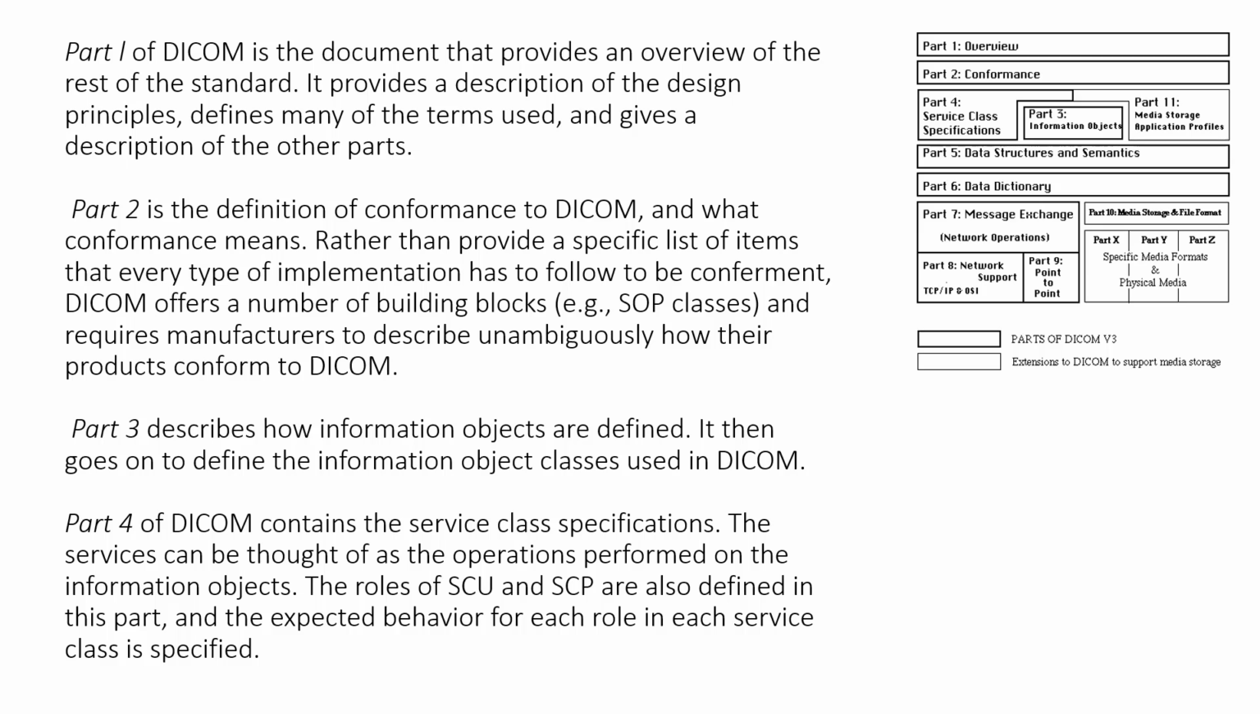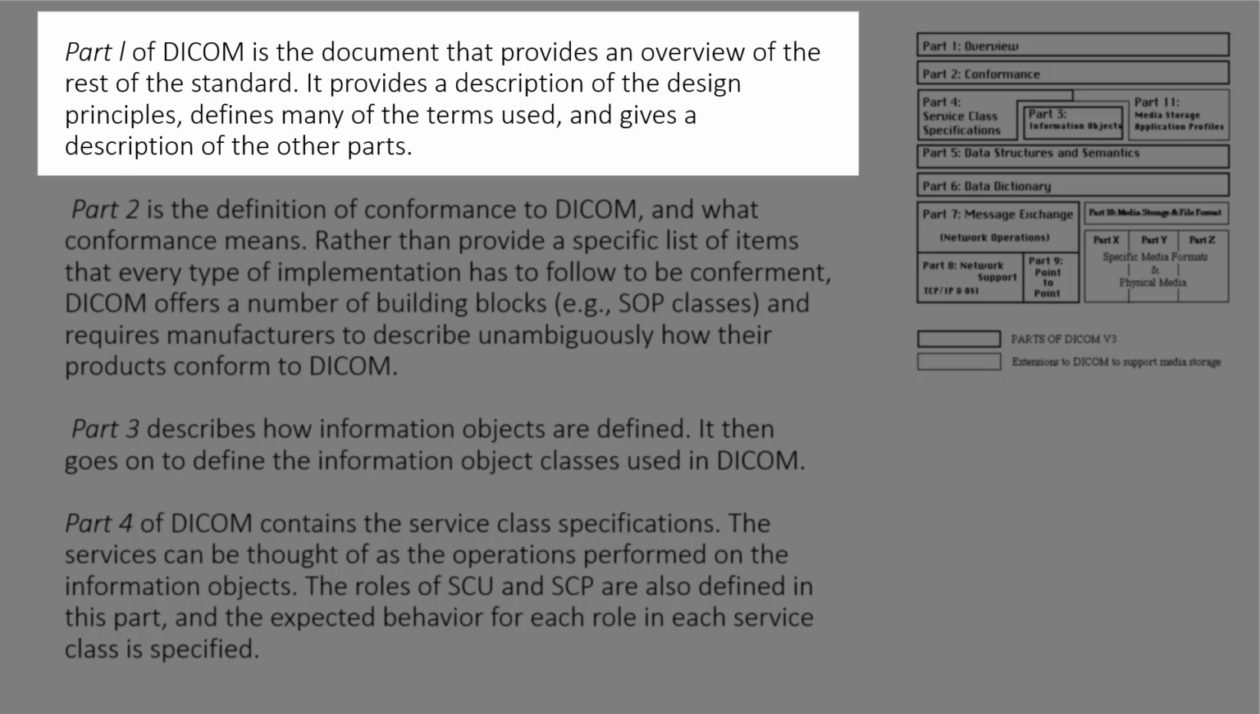Next, we can see how DICOM is actually divided up into different areas or parts. We're going to take a look at each one of these parts or areas. We'll start with Part 1 of DICOM. Part 1 of DICOM is the document that provides an overview of the rest of the standard. It provides a description of the design principles, it defines many of the terms used, and gives a description of the other parts.